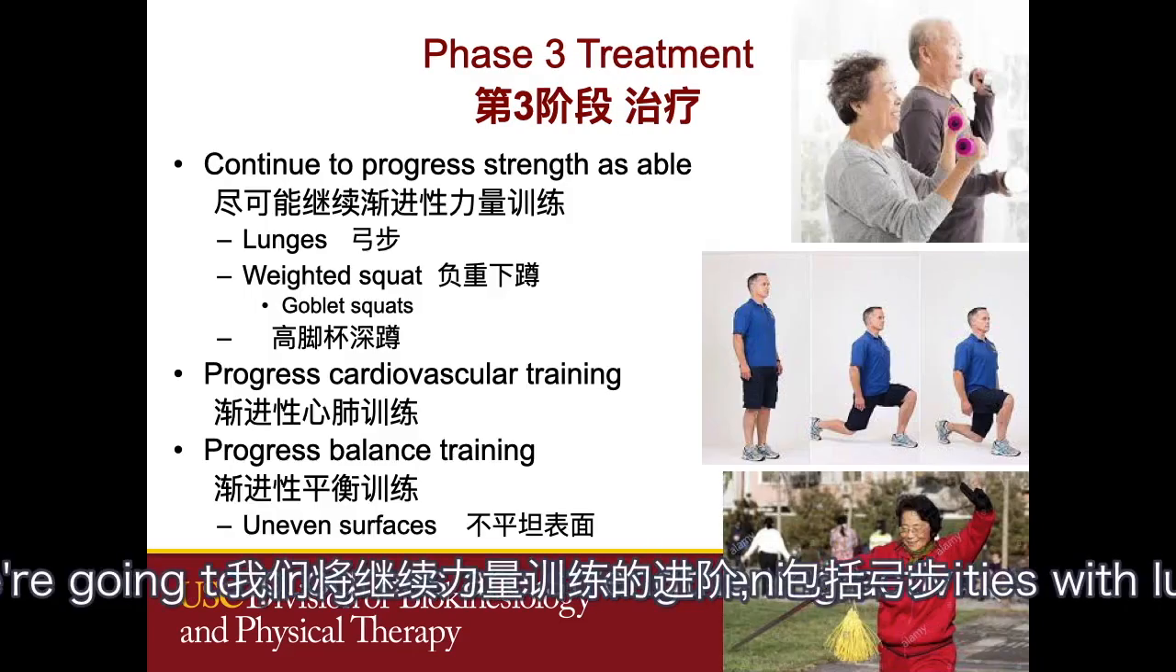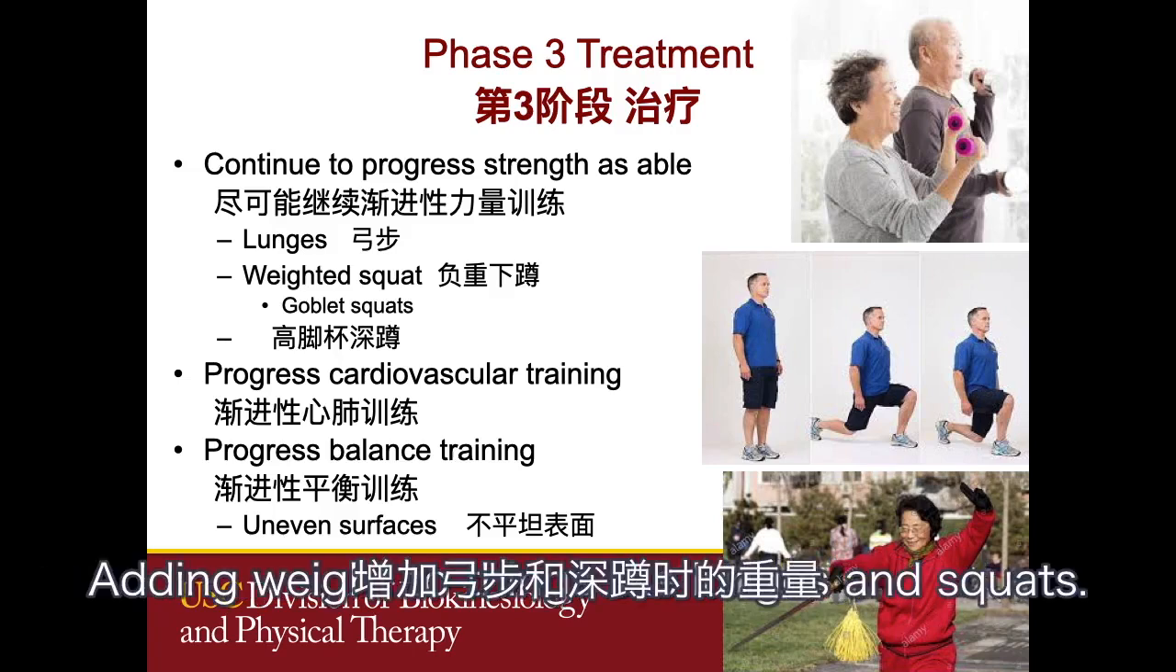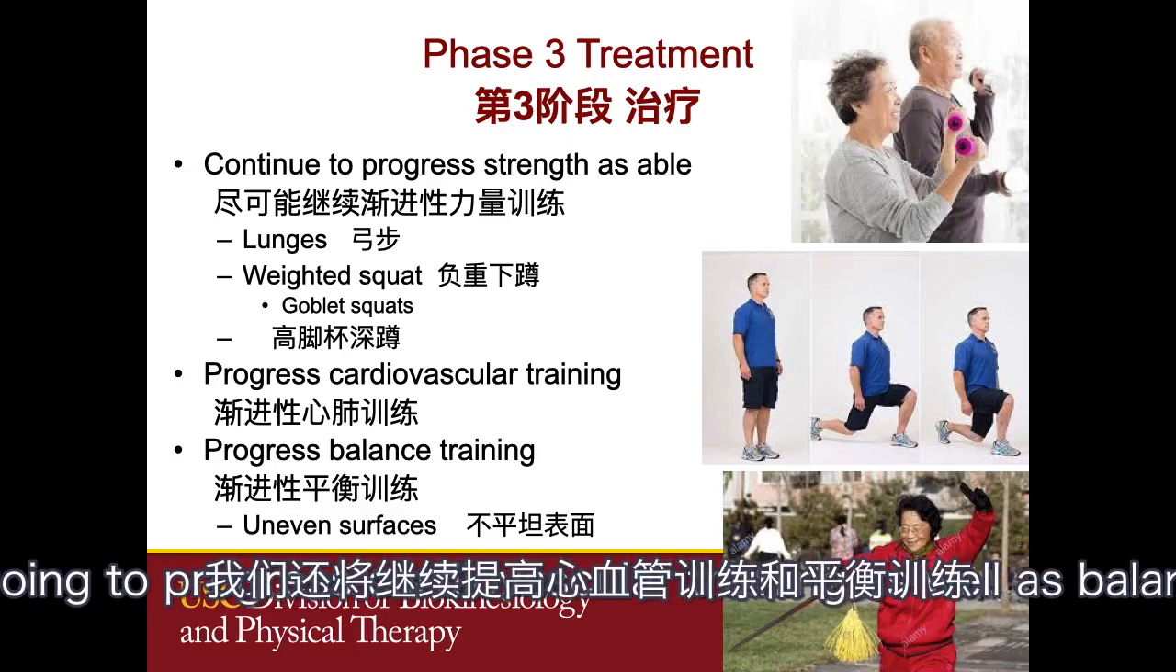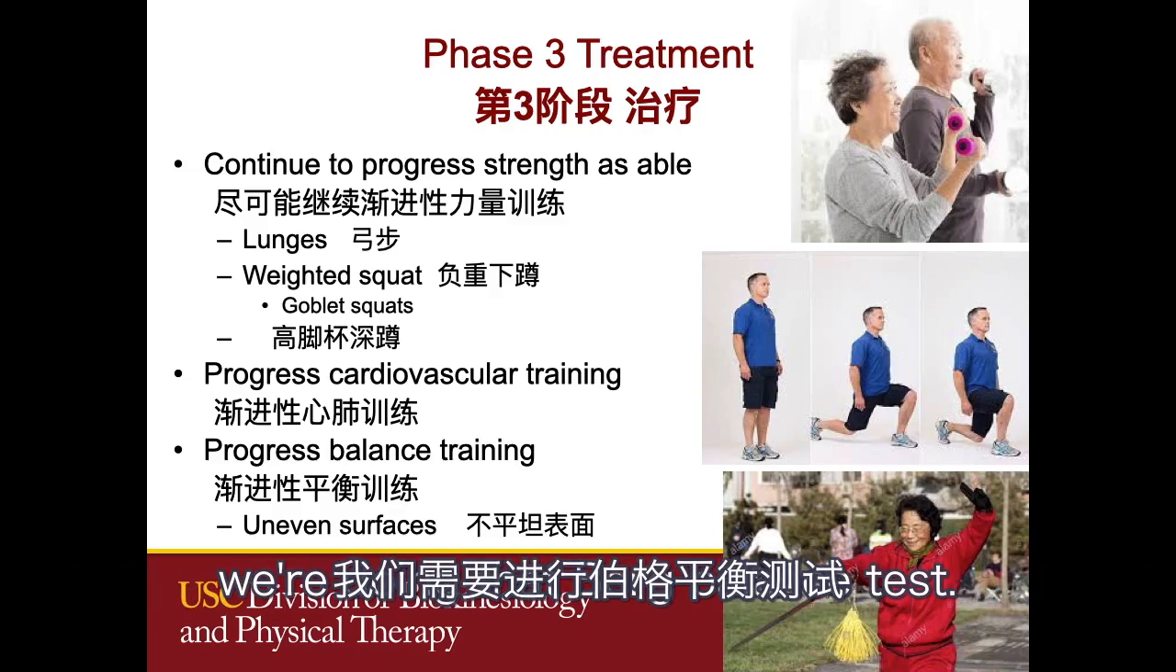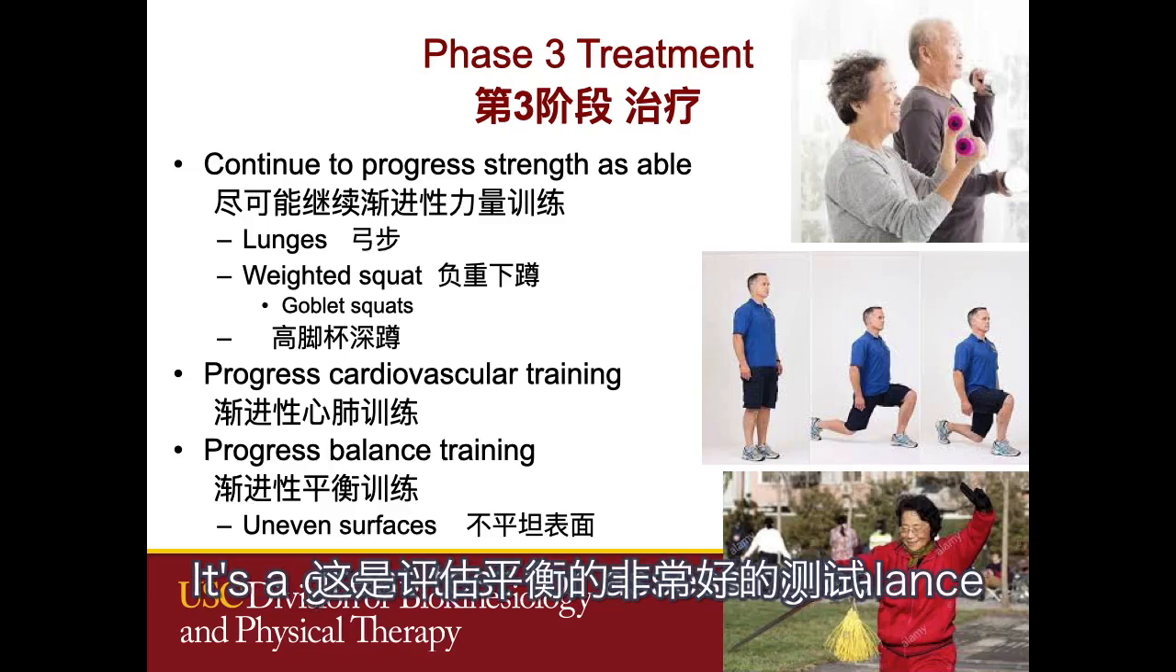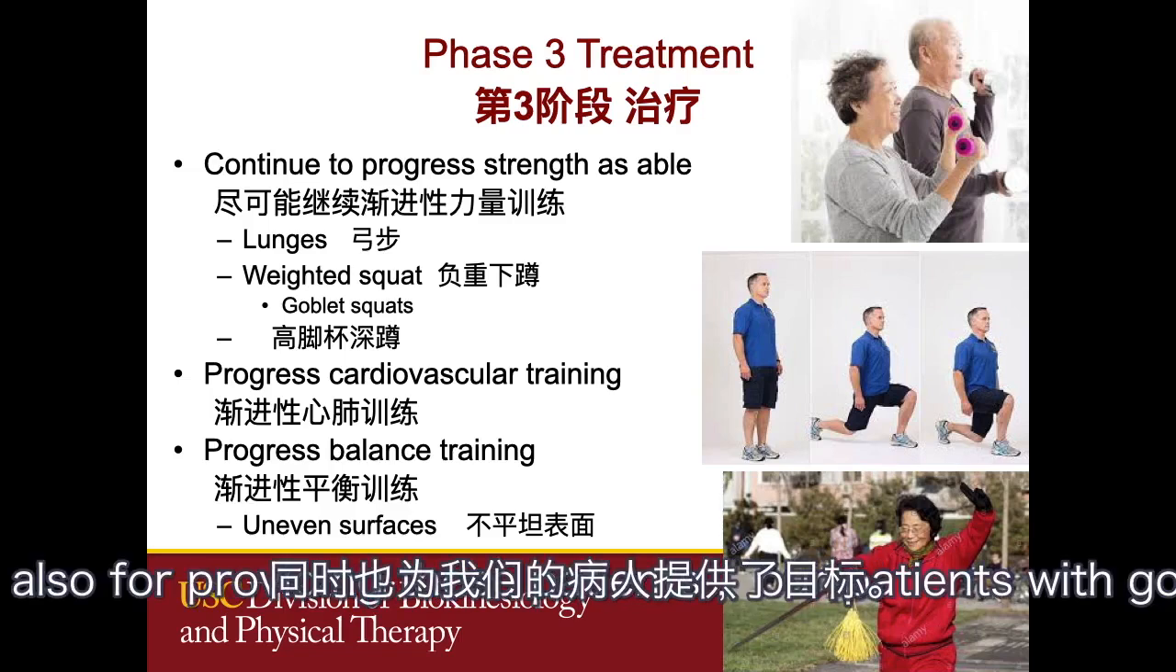So we're going to progress our strengthening activities with lunges, adding weights to things like lunges and squats. We're also going to progress cardiovascular training as well as balance training. So we're going to start putting them on uneven surfaces. Again, we're doing that Berg balance test. It's a great test for assessing balance, but also for providing our patients with goals.